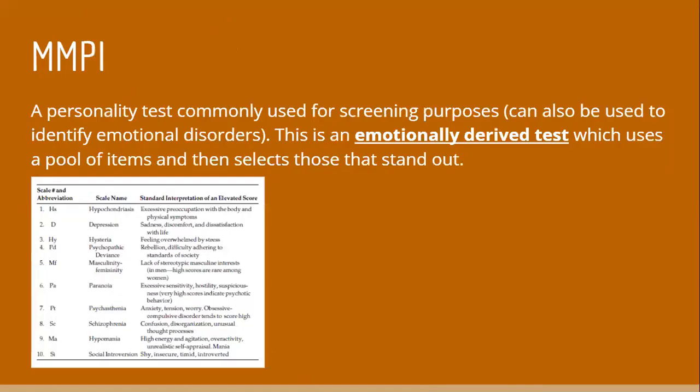An example of one of these tests is known as the MMPI. It's considered an empirically derived test, which just means that they use a pool of items and then select those that stand out. It can be used to identify emotional disorders. It might be used for screening purposes, but using this test, someone could be identified to have hypochondriasis, which is basically when you are very obsessed with any symptoms of something. There's depression, hysteria, psychopathic, whatever. Those are different ones.